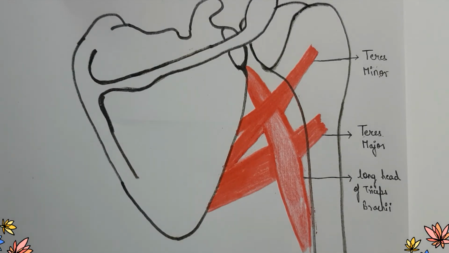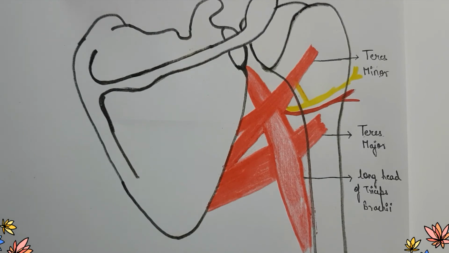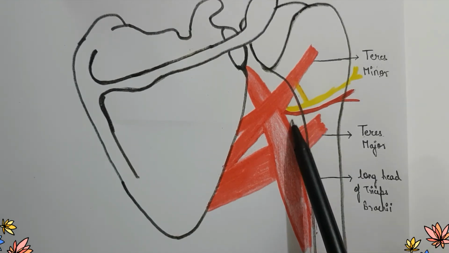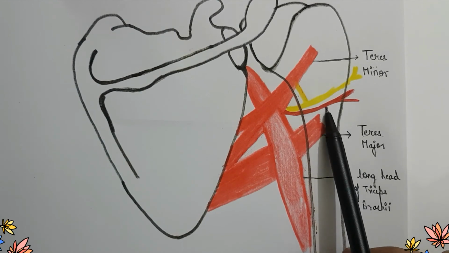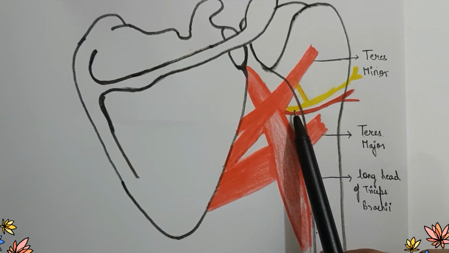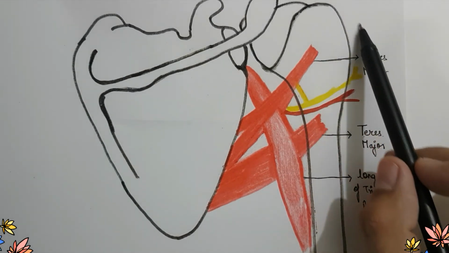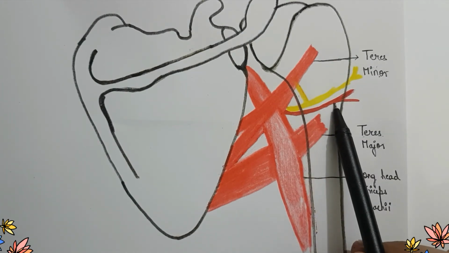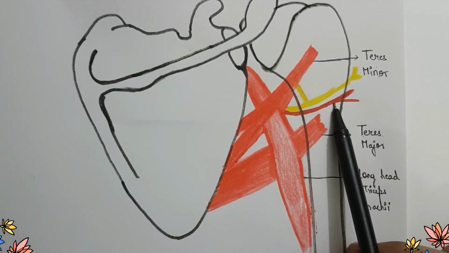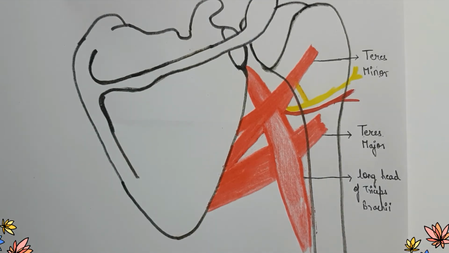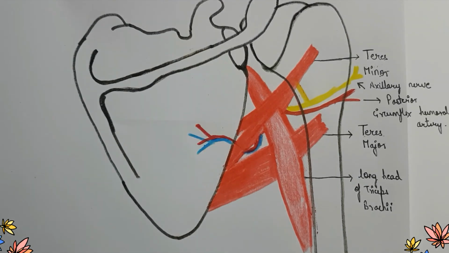So let me give you the notes of all three spaces. But before that, let us talk about a very important aspect, the contents of the three intermuscular spaces. Talking about the contents of the quadrangular space, we have a nerve and an artery. The nerve is the axillary nerve, supplying the teres minor and the deltoid muscle. The artery is the posterior circumflex humeral artery. So the contents of the quadrangular space are the axillary nerve and the posterior circumflex humeral vessels.